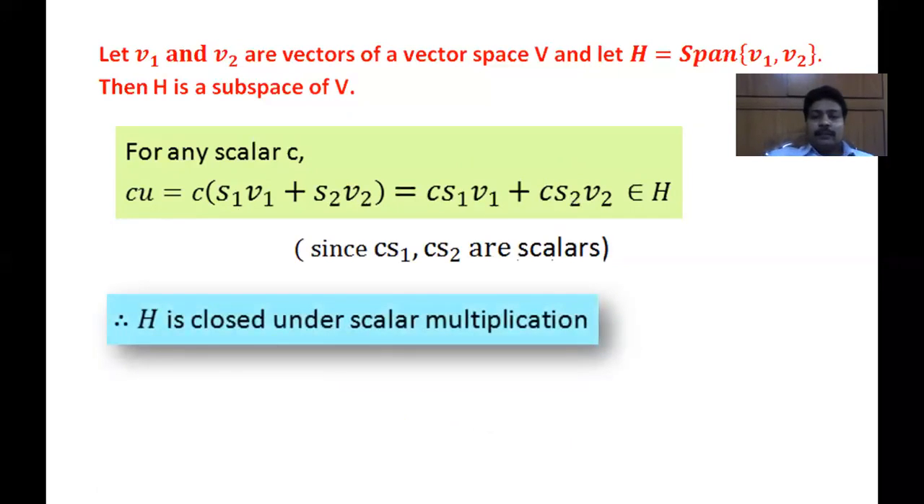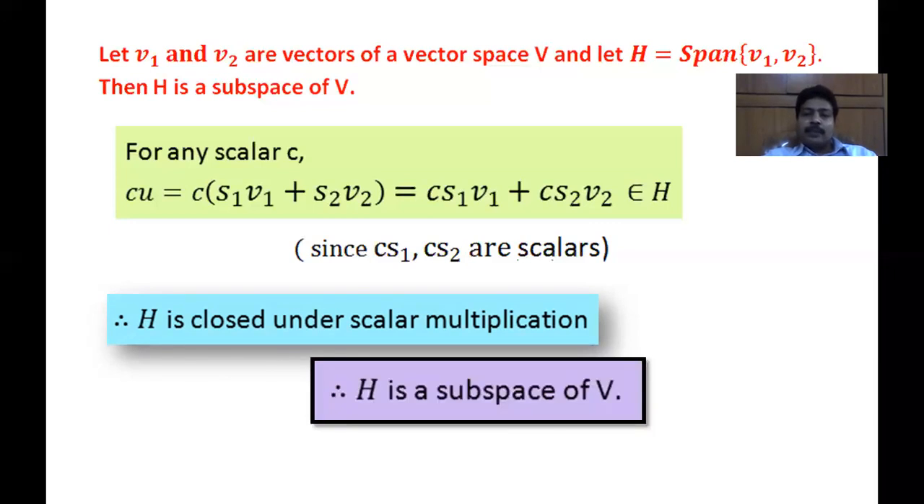So H is closed under scalar multiplication. So we have proved all the three properties of the subspace. First we proved that H is a subset of the vector space V. We discussed about that. Later we proved that zero vector is in H and H is closed under vector addition. Now we prove that H is closed under scalar multiplication. Therefore, H is a subspace of V.